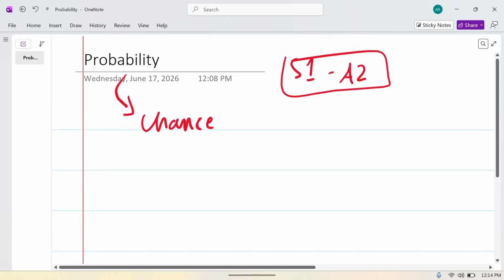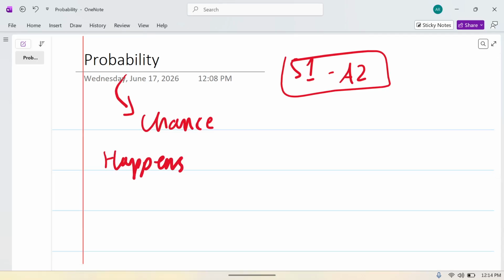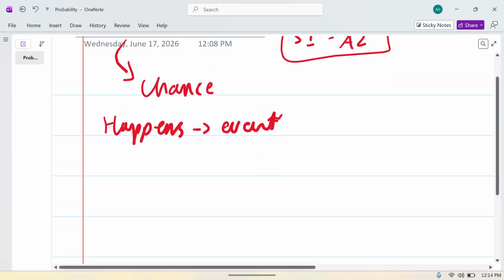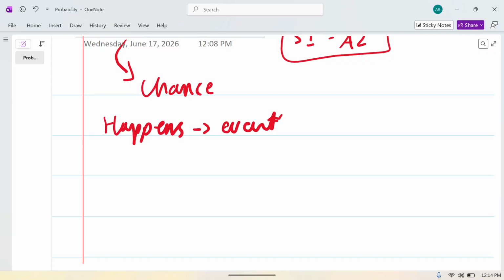Now, when I say something happens, anything that happens is an event, right? So this is a word that you're going to be using over and over again in the entirety of the component of statistics. That is event, right? So anything that happens is an event. That's simple, right? And if something has not yet happened, there are only two outcomes: it can happen or it might not happen.